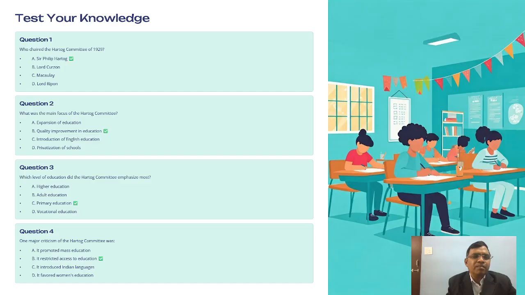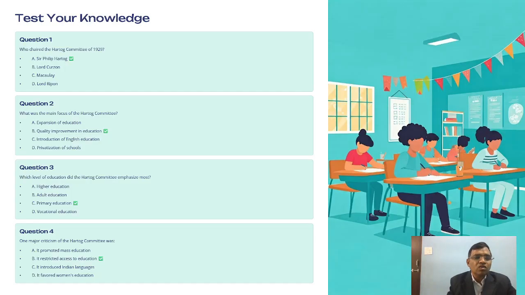Question 2. What is the main focus of the Hartog Committee? Expansion of examination, quality improvement in education, introduction of English education, or privatization of schools. The answer is quality improvement in education. So when Hartog comes, you should consider that there is quality education reformation. Then third one: which level of education did the Hartog Committee emphasize most? Higher education, adult education, primary education, or vocational education. As per this explanation, the Hartog Committee focuses mostly on primary education.